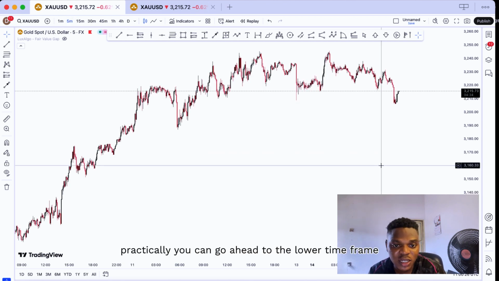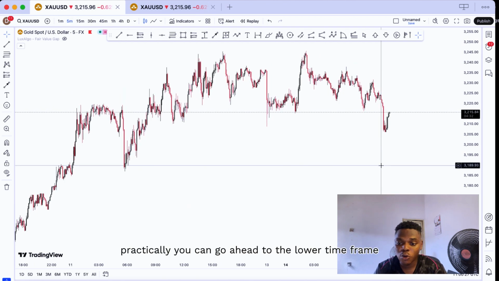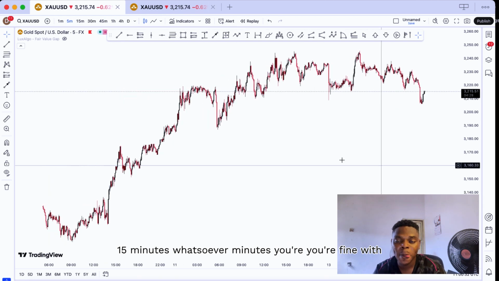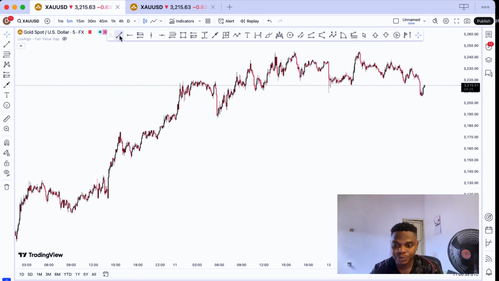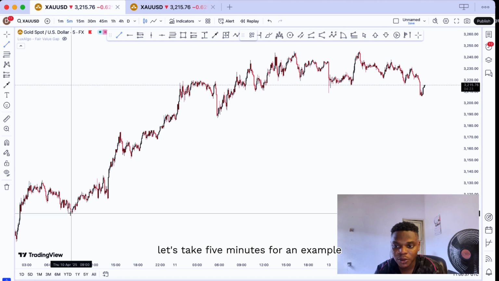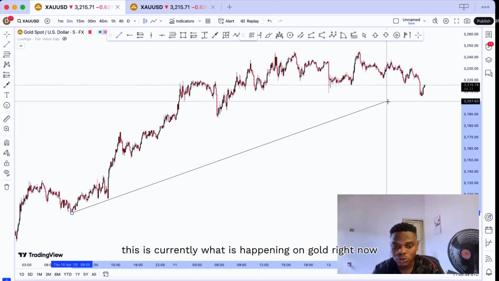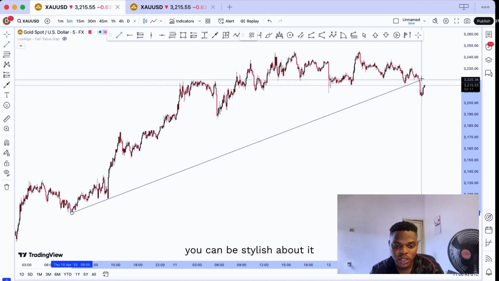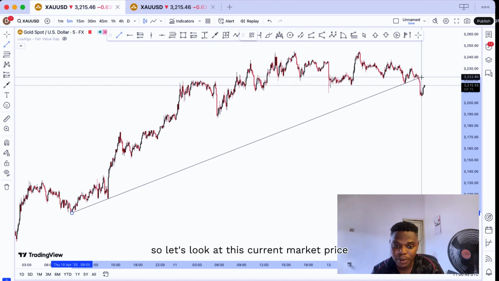So now, how can you actually use this particular knowledge practically? Okay, practically you can go ahead to the lower time frame. You can use it on 5 minutes, 15 minutes, whatsoever minutes you're fine with. Let's take 5 minutes for an example. This is currently what is happening on gold right now. You have to be stylish about it though.